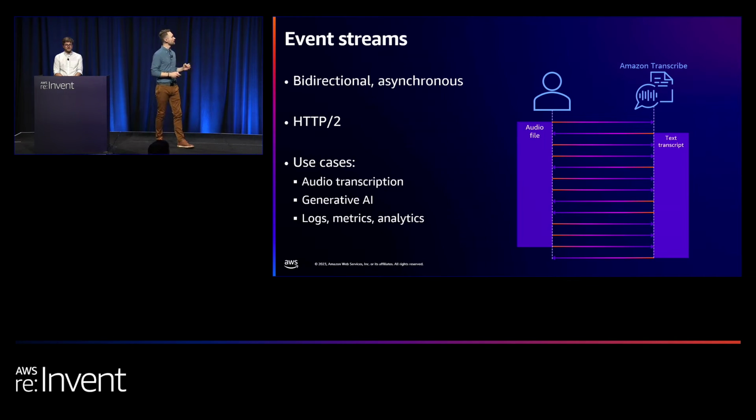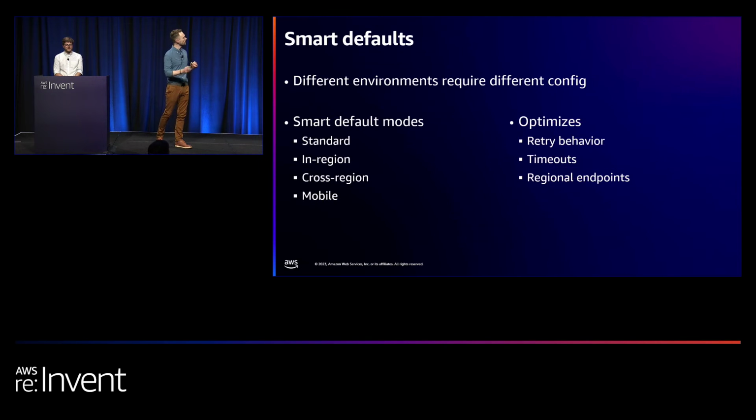Let's take a look at one final feature in our SDKs, and that is smart defaults. So what we found over decades of developing web services and developing clients for them is that not every application in any given environment requires the same defaults and configuration as another application in a different environment. What we've discovered is that there are several different default modes that can be used to automatically configure sensible defaults for interacting with AWS services that can then be further customized by users as they see fit.